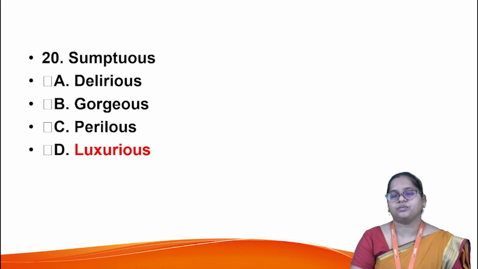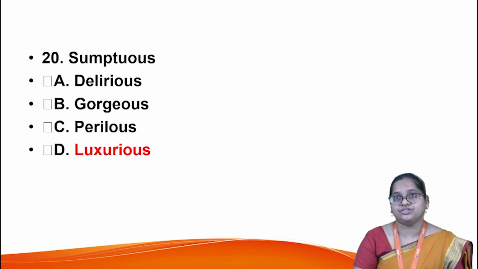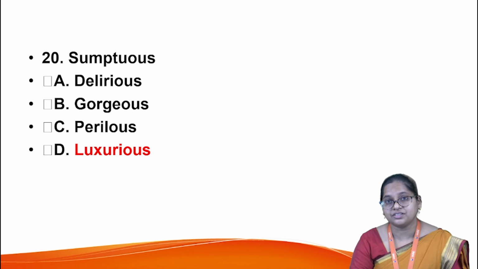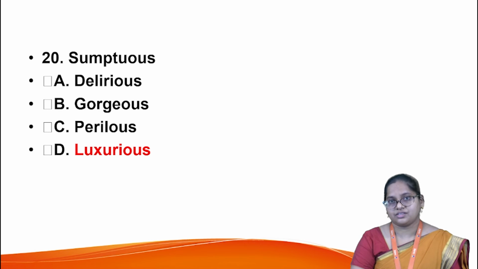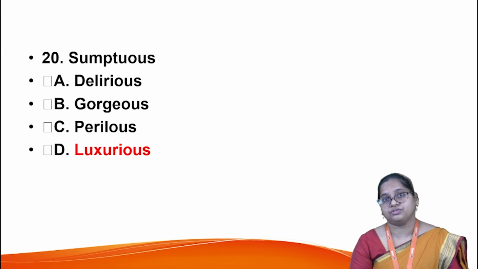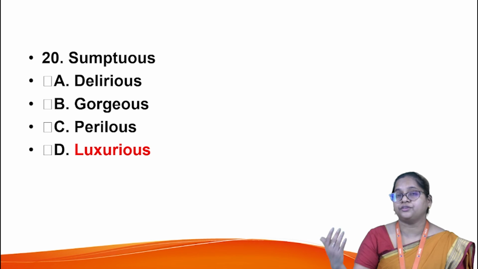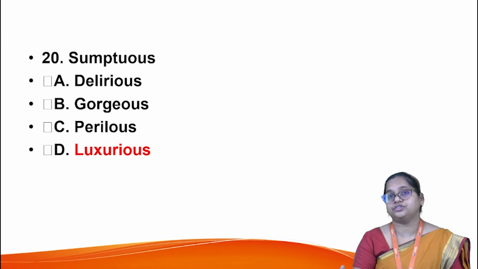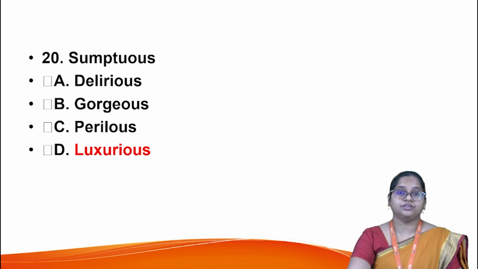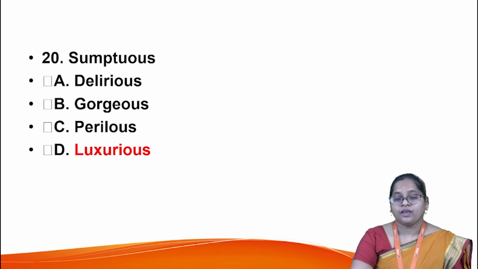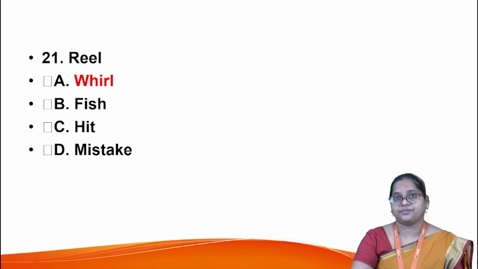Perilous. Perilous means being a danger, a dangerous thing. It's completely different. The luxurious, having ample opportunities, a picture of luxury, having an ample amount, great, rich, enough providence. So that is a sense of it. So option D is the right answer for sumptuousness.